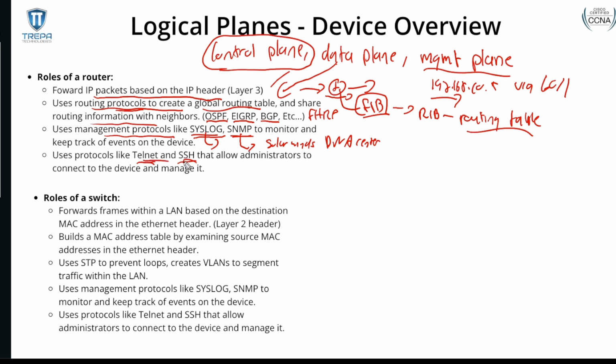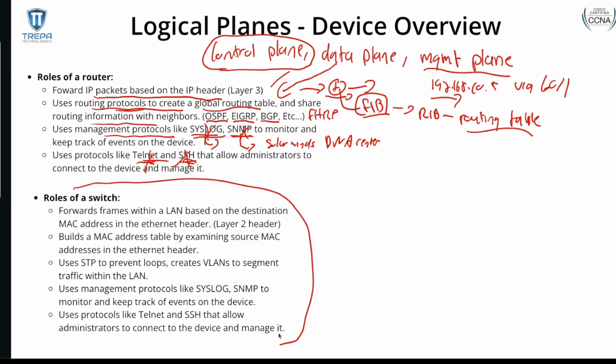Telnet and SSH, I could disable these on my router. I could disable all these management protocols, and guess what? As long as OSPF is running, as long as the data plane is still working and those physical interfaces are working, packets are still going to get sent off, okay? That's management plane.